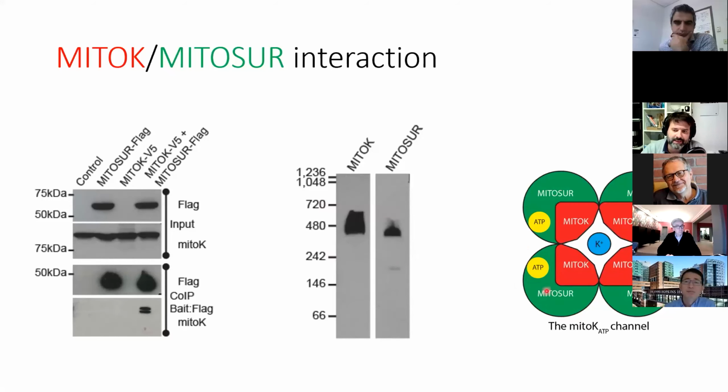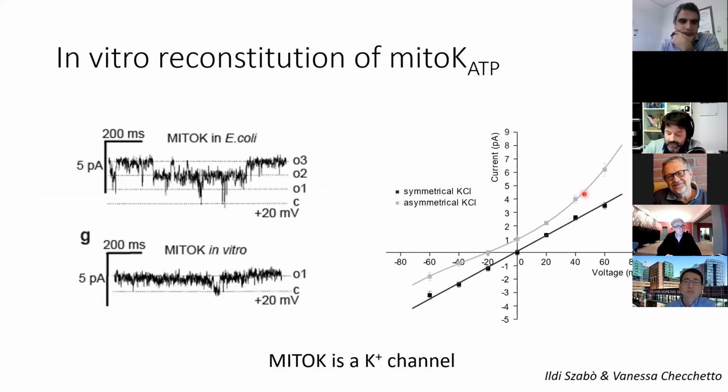Thus, most likely the stoichiometry is four MITOK subunits and four MITOSUR subunits, again somewhat resembling the plasma membrane KATP channel. In any case, the demonstration that this complex can form a channel, of course, relies on heterologous systems. So we reconstituted these proteins in planar lipid bilayer. And as you can see here, if you reconstitute only MITOK in planar lipid bilayer, you can see nice channel activity that is somewhat potassium specific.